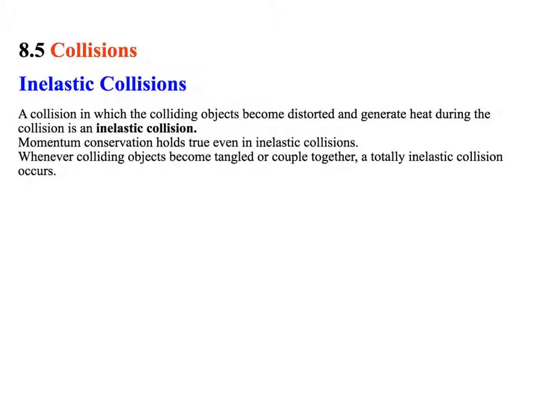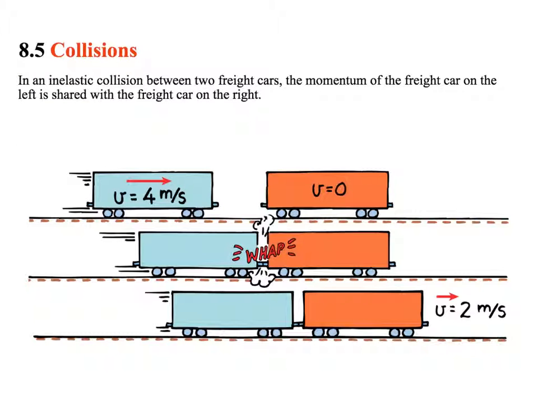A collision in which the colliding objects become distorted and generate heat during the collision is an inelastic collision. Momentum conserved holds true even in inelastic collisions. Whenever colliding objects become tangled or coupled together, a total inelastic collision occurs. In an inelastic collision between two freight cars, the momentum of the freight car on the left is shared with the freight car on the right.